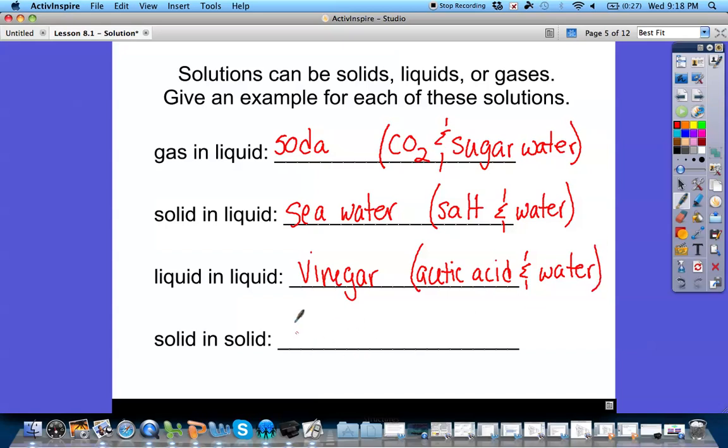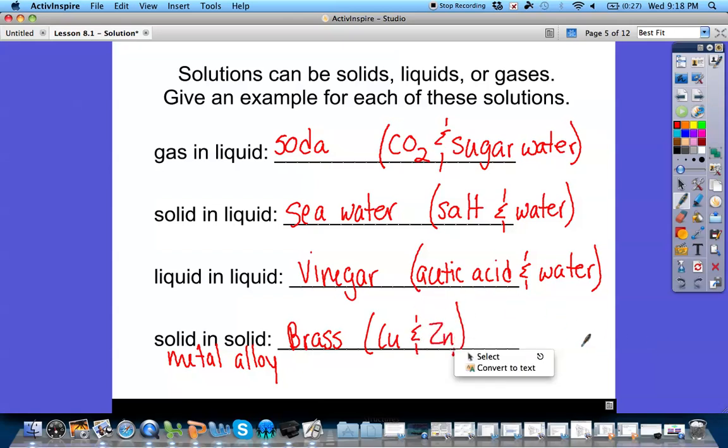And then a solid and a solid, the metal alloys, we talked about these at the beginning of the year. It's a mixture of two different types of metals. So example of that is brass. This is a mixture of copper and zinc. You start with two solids. You do have to heat it up in order to evenly mix them. But you start with two solids and you end with another solid.